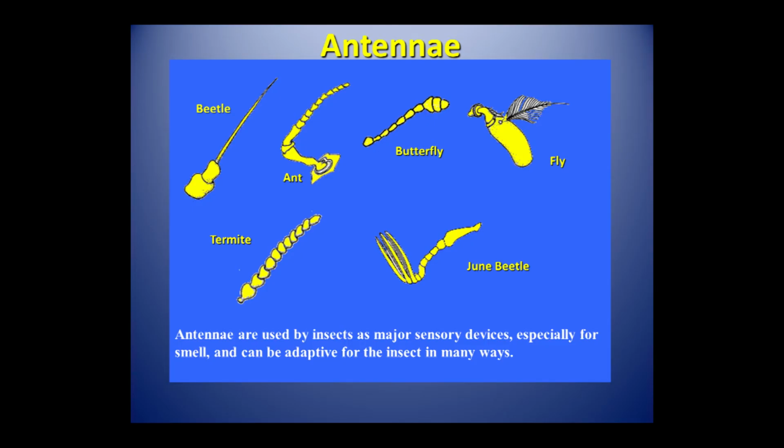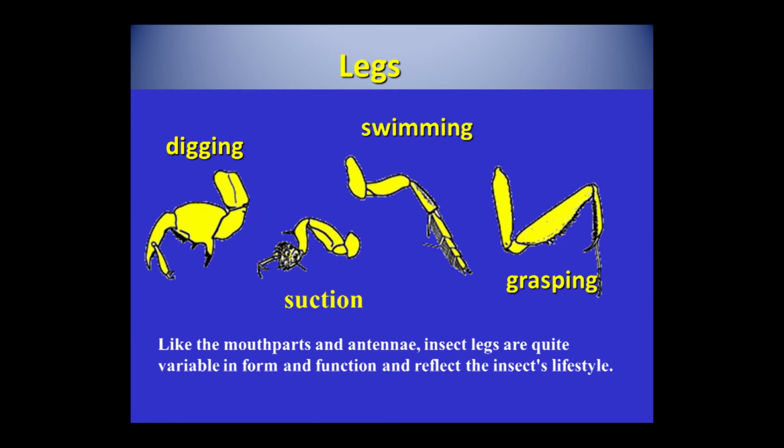Next slide, please. Antennae. There's a variety of different antennae. These are one of the ways that they sense their external environment. Okay, next slide. Legs. Again, a lot of times the type of habitat that they live in is determined by the kinds of legs that they use in that habitat for digging, swimming, grasping, and so forth.